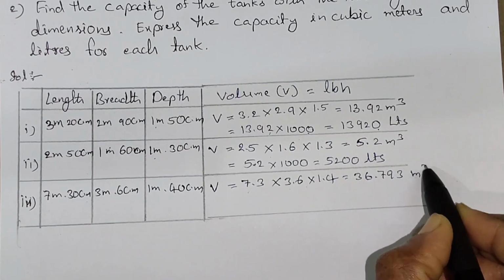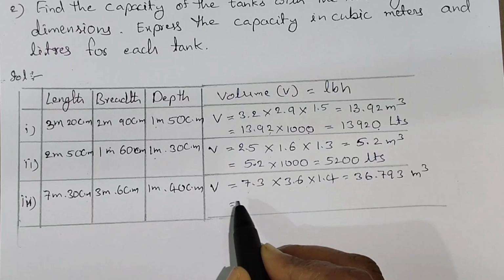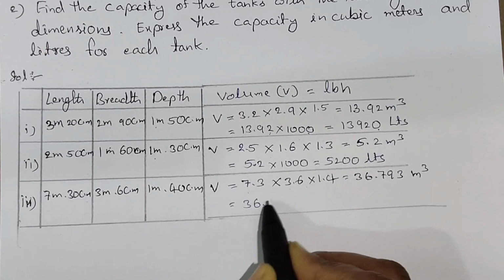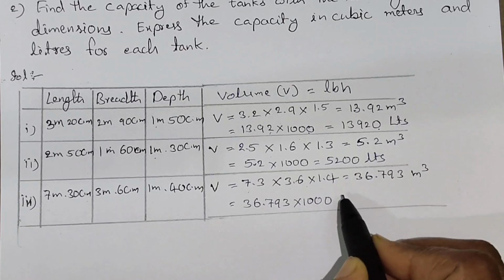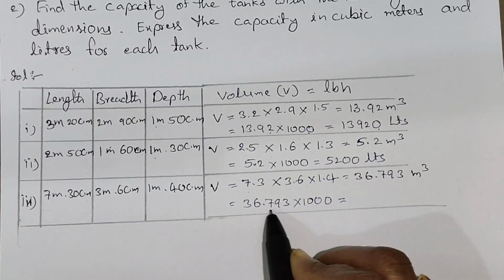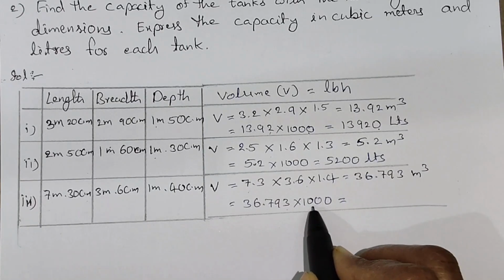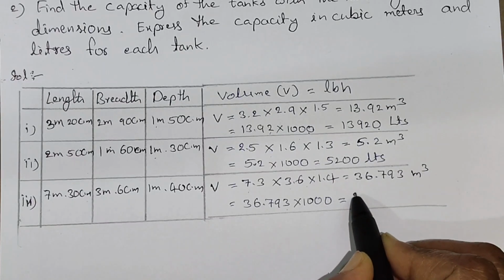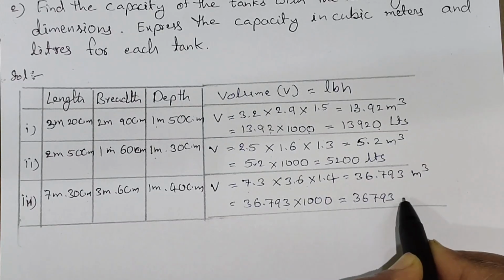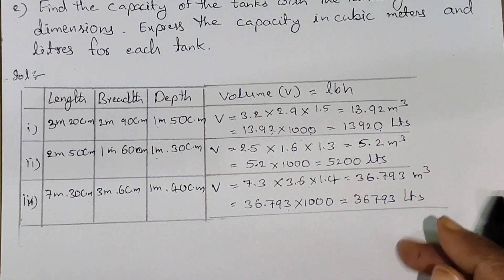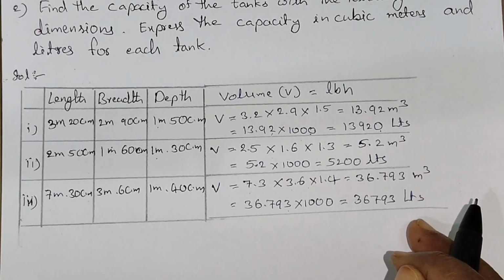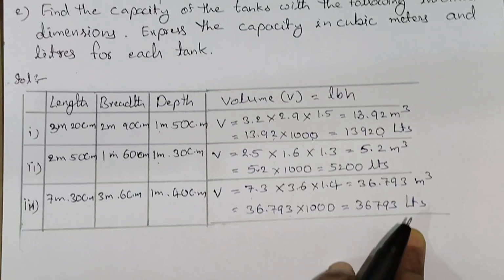36.793 meter cube. So now this one is converted into liters. 36.793 multiplied with 1000. So now converted into liters. Here 3 digits after the point are there, so 3 zeros are there. So we write 36,793 liters is the answer. This is the complete answer of the second question.